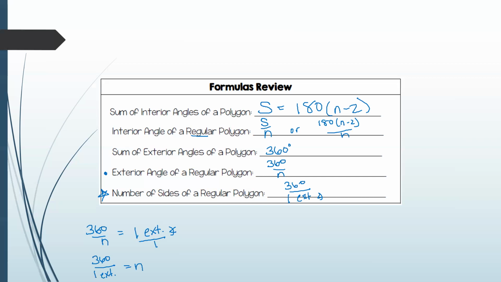A couple things to take note of. Whenever you're dividing by the number of sides, those sides have to be the same measure, or it has to be a regular polygon. So if you're dividing by the number of sides to find the measure of one, you're saying that all of those sides or all of those angles are the same. So the interior angle of a regular polygon and the exterior angle of a regular polygon only work for regular polygons. Now the sum of interior angles and the sum of exterior angles work for any polygon, regular or irregular.